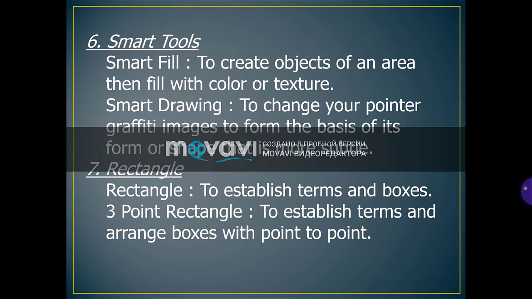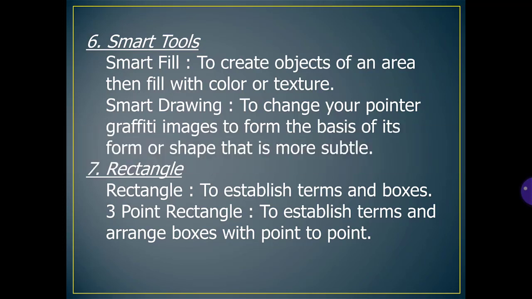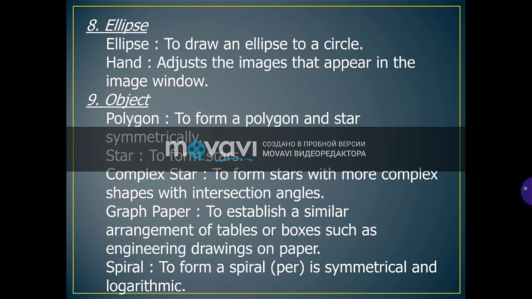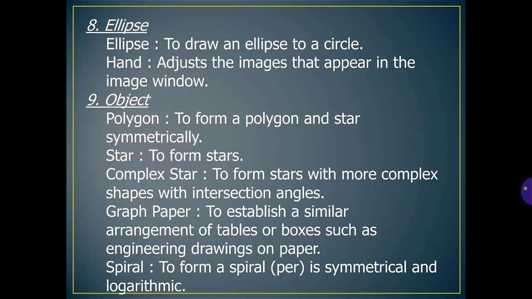7. Rectangle. Rectangle. To establish terms and boxes. 3-point rectangle. To establish terms and arrange boxes with point to point. 8. Ellipse. Ellipse. To draw an ellipse to a circle. Hand. Adjust the image that appears in the image window.